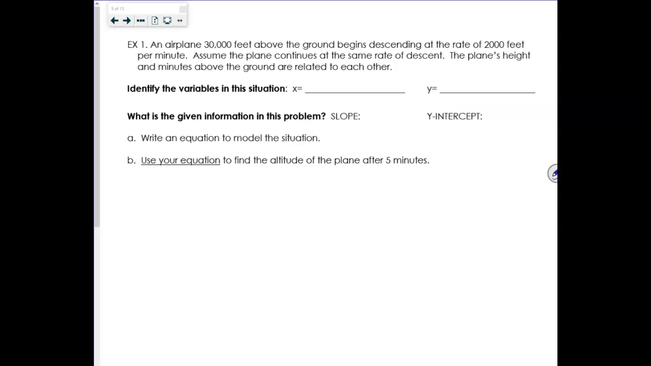So let's start reading. We have an airplane that's 30,000 feet above the ground, and then it begins its descent at a rate of 2,000 feet per minute. And then it's going to continue on this trajectory, and then they want me to write an equation. So let's start with this clue about it being 30,000 feet above the ground. What is that?